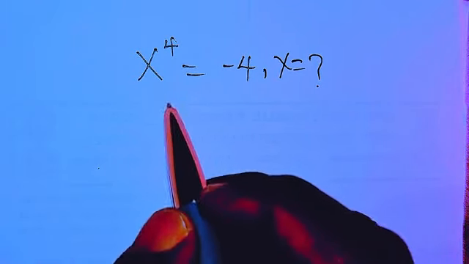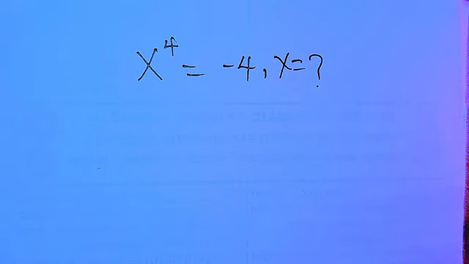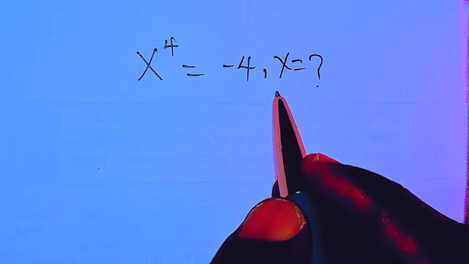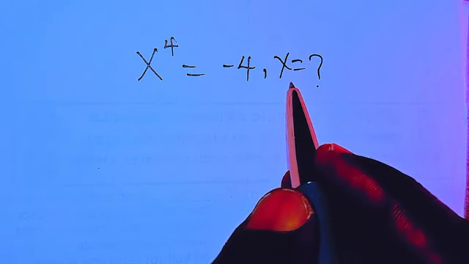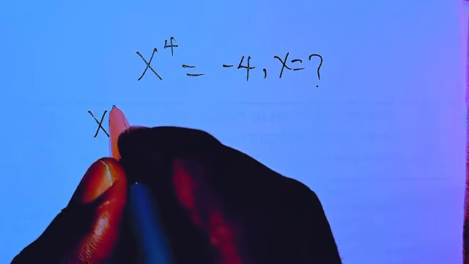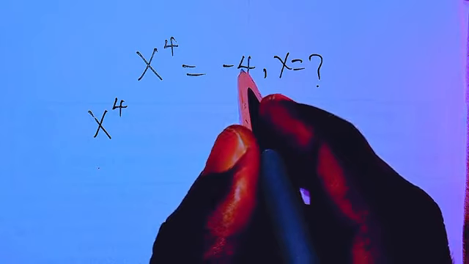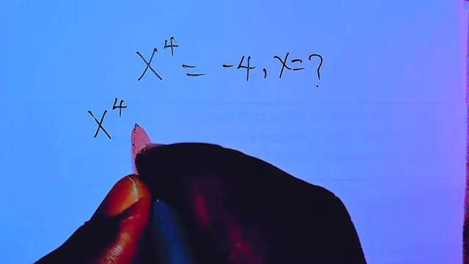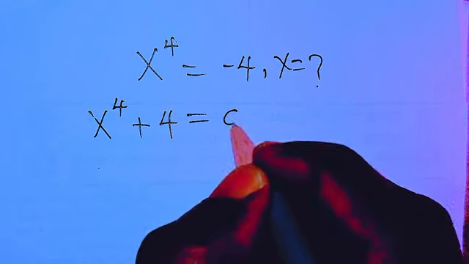In today's tutorial, we are going to be solving this beautiful equation here: x to the power 4 equals minus 4. What is the value of x? So we are going to be looking for all the possible values of x, right? I'm going to rewrite this equation as x to the power 4. I will transpose this minus 4 to the left hand side, which is going to be plus 4, then equals 0.